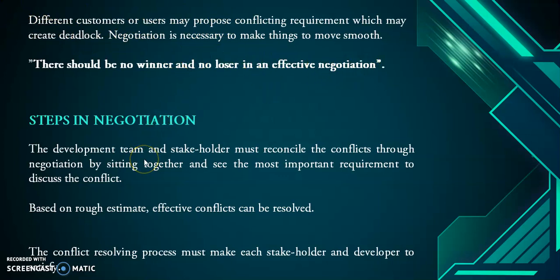These are the steps carried out in negotiation. The development team and stakeholders must reconcile the conflicts through negotiation by sitting together and looking at the most important requirements to discuss the conflict. Based on rough estimates, the conflict can be resolved effectively. The conflict resolving process must leave each stakeholder and the developer satisfied.